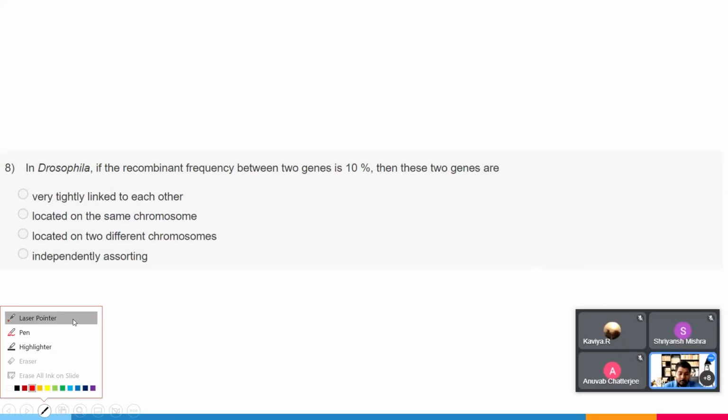So that is the question. If the recombinant frequency between two genes is 10%, these two genes are very tightly linked to each other, located on the same chromosome, located on two different chromosomes, and independently assorted. Okay, so anyone wants to try and answer this? Three. Okay, located on two different chromosomes is what Mohan says. Kavya says it is located on the same chromosome. Deepak said the first two. So let us look into it.